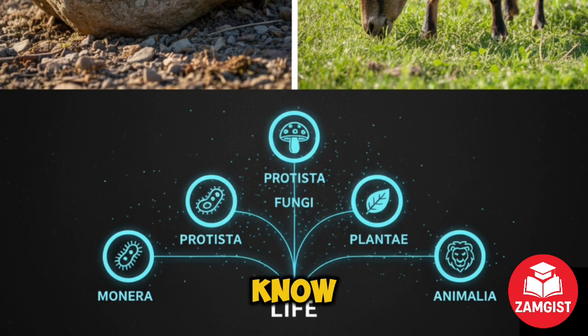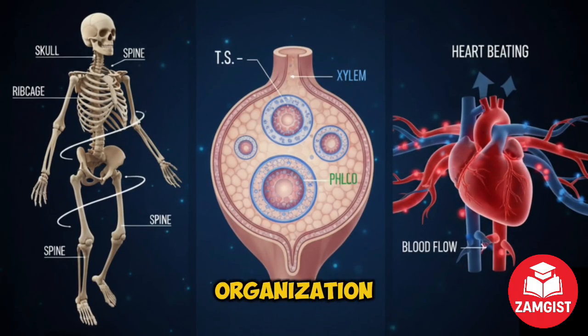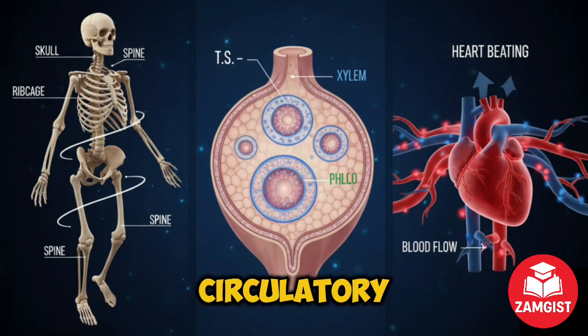You should also know the differences between plants and animals. Plants make their own food through photosynthesis, while animals depend on others for food. You will also study levels of organization in living things, from the cell to tissues, organs, and systems. For example, red blood cells form blood tissue. Blood tissue makes up the heart, and the heart is part of the circulatory system.